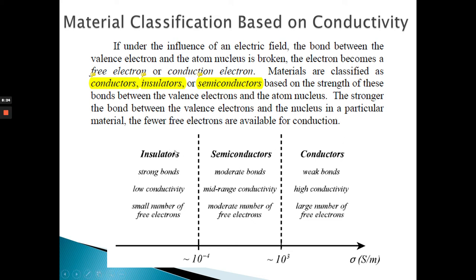Then there are conductors, which are totally opposite of the insulator. The conductor is a material which will allow as much current as it can. In contrast to the insulator, which blocks the current, conductors allow the current as much as they can. There is one material in between.